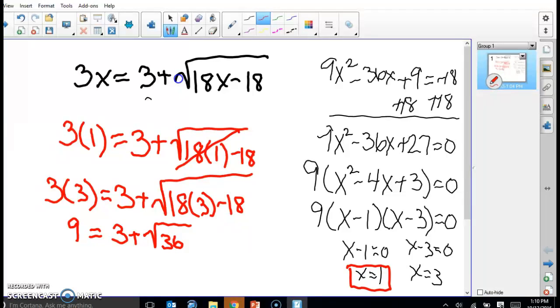Alright, so we're checking because sometimes we get extra solutions, so we need to make sure that our two are legit. Alright, so does this check? Alright, so 3 plus 6 is 9, so 3 works as well. Yes. So in this case, both of our solutions work.